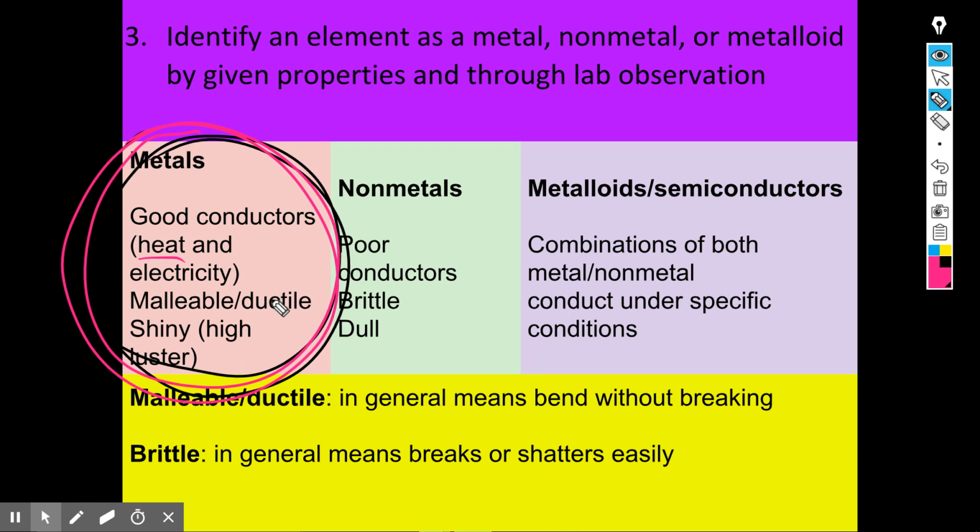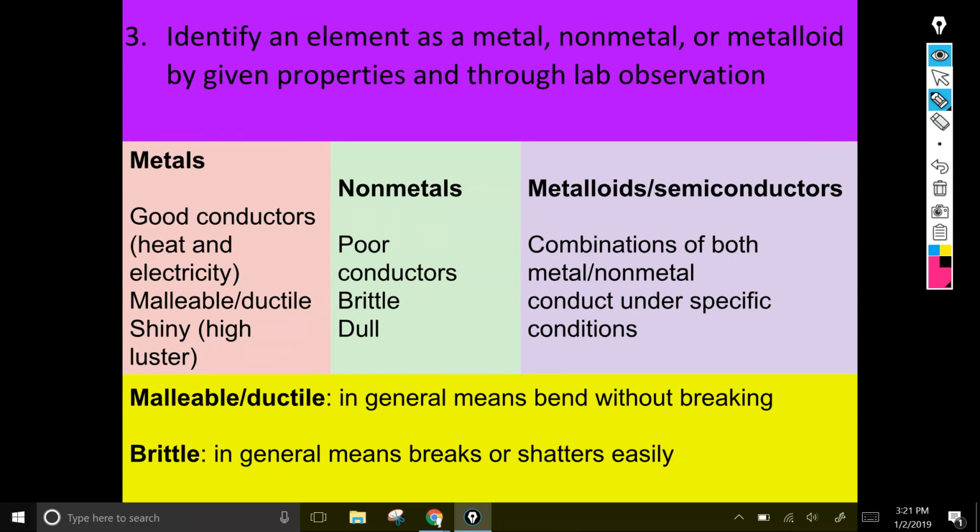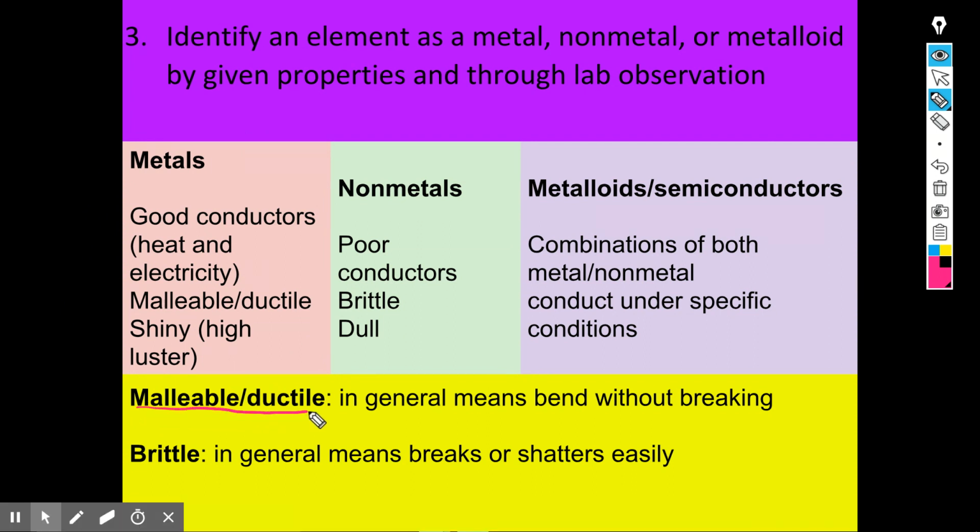They're malleable and ductile. If you hit a piece of metal with a hammer, generally speaking, in your experience, would it bend or shatter? You could probably picture it bending. If you hit a car fender with your fist, is it going to dent or is it going to shatter? And then the third property of metals is that they generally are shiny. Our fancy science word for that is luster. They have high luster. And down below here are those definitions for basic property words. Malleable and ductile in general means that they bend, and brittle in general means that something breaks.